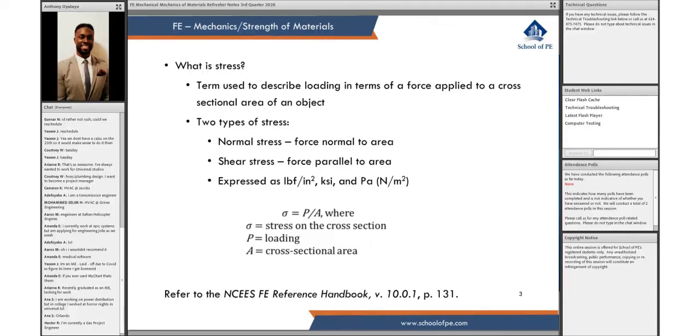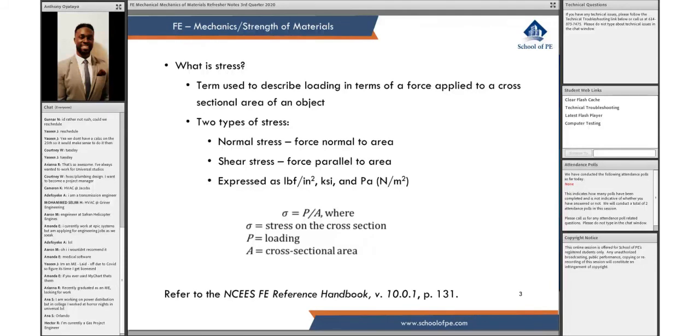There are various ways that stress can be expressed. So obviously it's important that while you are taking the exam, you are paying attention to the units, whether the units in the problem itself or the units in the answer choices. Pay attention, all right, because it's very, very easy to mess up.